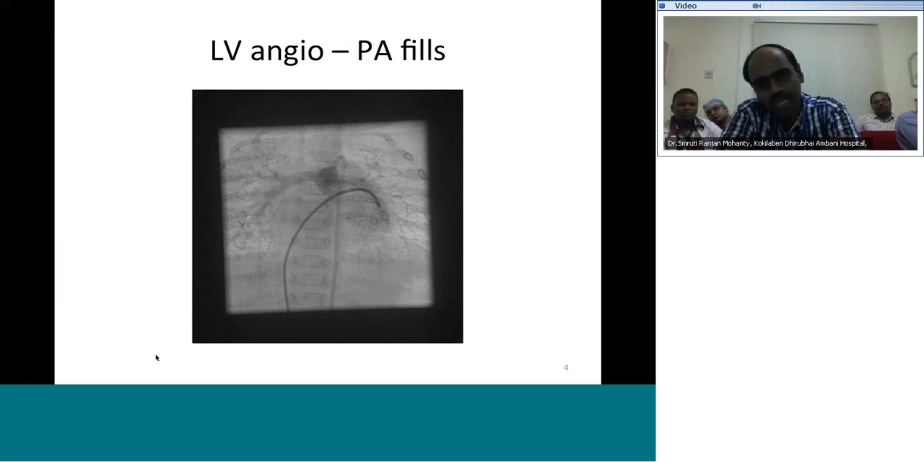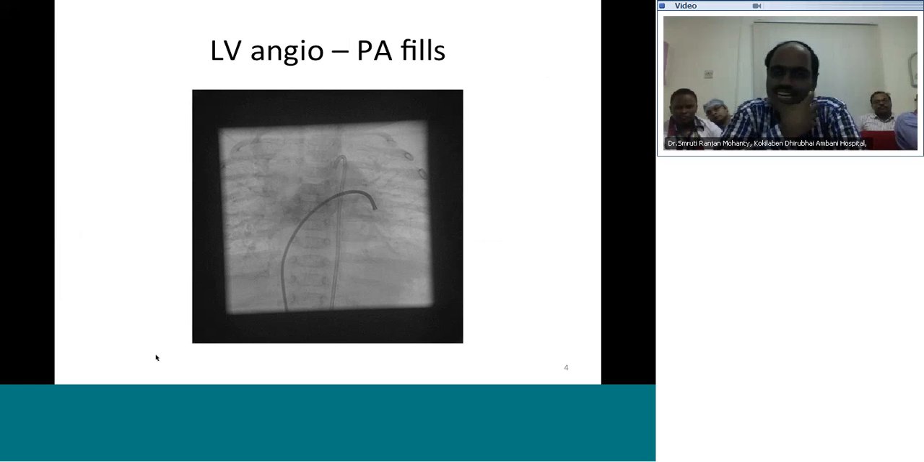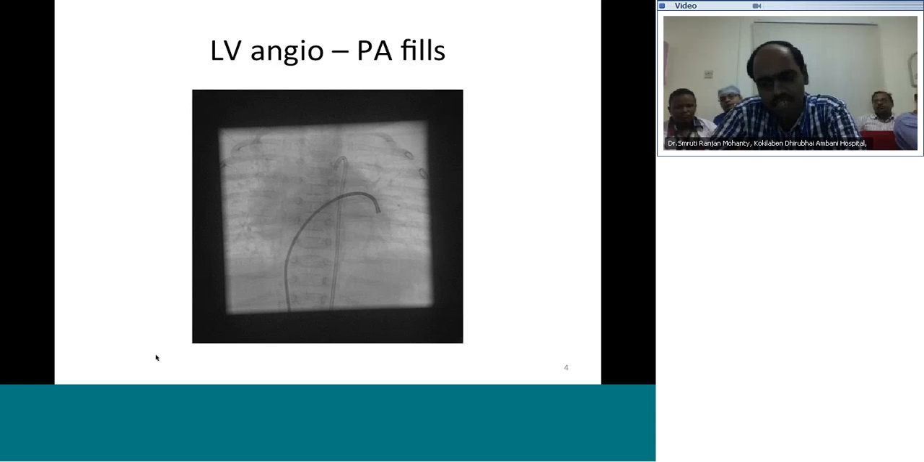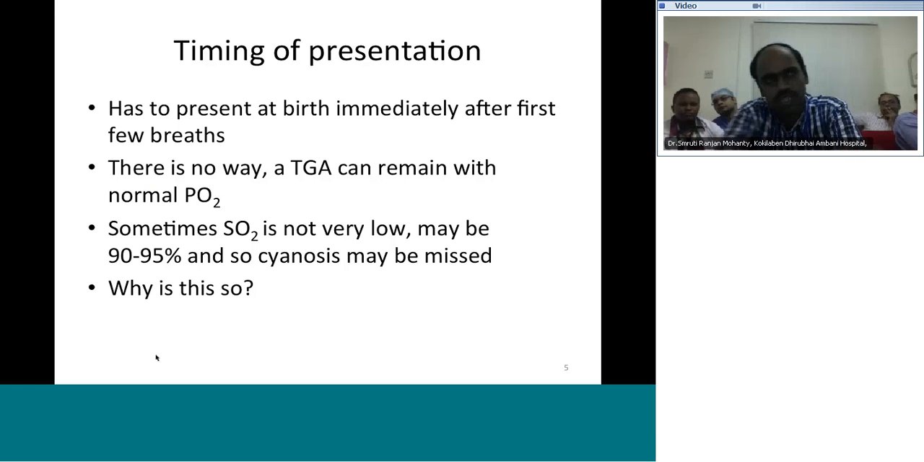The oxygenated blood keeps on going in the left side of circulation. The deoxygenated blood keeps on going in the right side. They don't mix at all. This parallel circulation is very peculiar for transposition. So always the PA saturation will be higher than the aortic saturation. This is the hallmark.